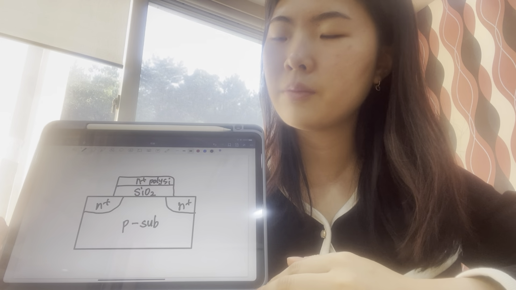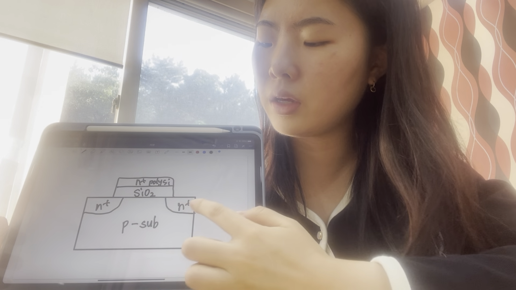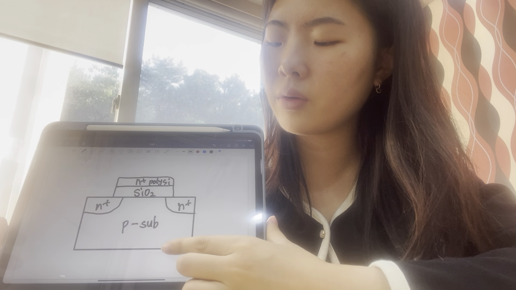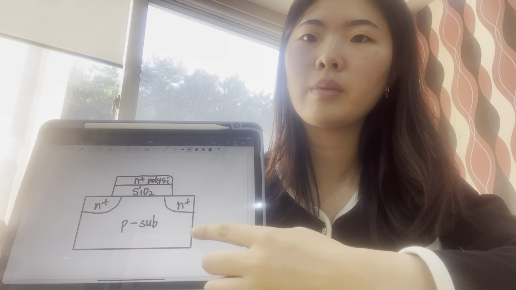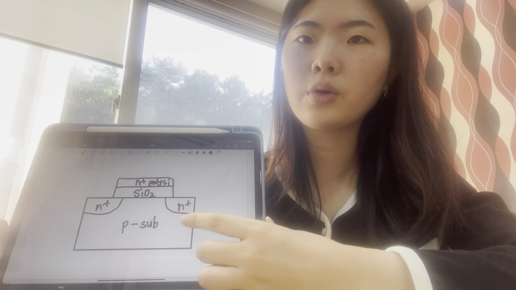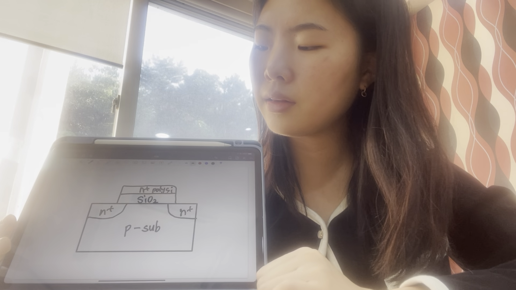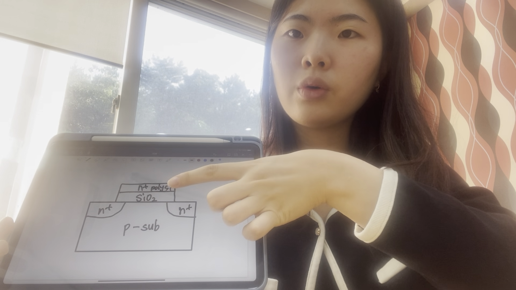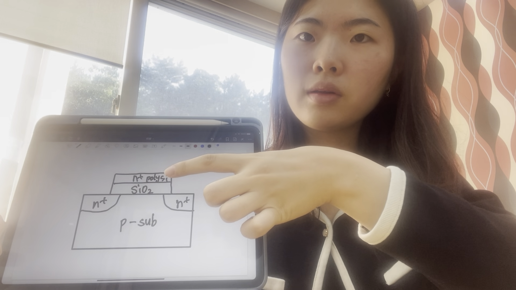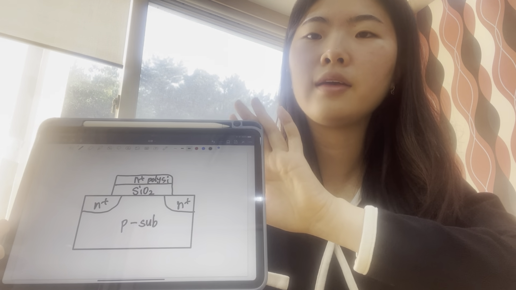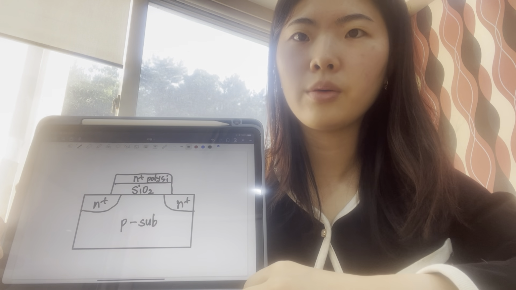So we put some dopant in here. So on the P substrate, we put some N-type dopant to make this region N-type, and then we put some SiO2 on here, and then we put some N-type polysilicon to use as the gate. So this is the basic concept of MOSFET.